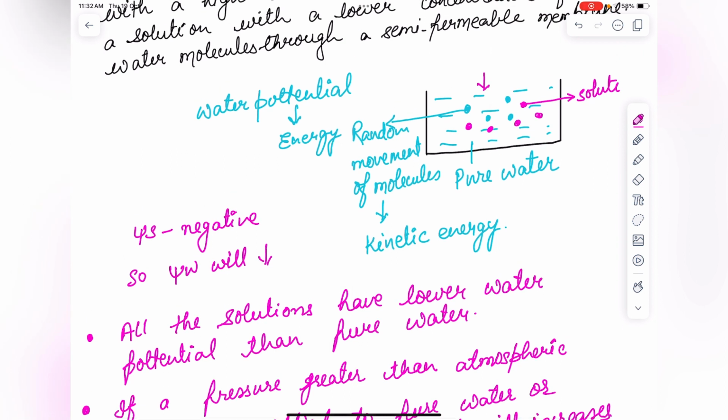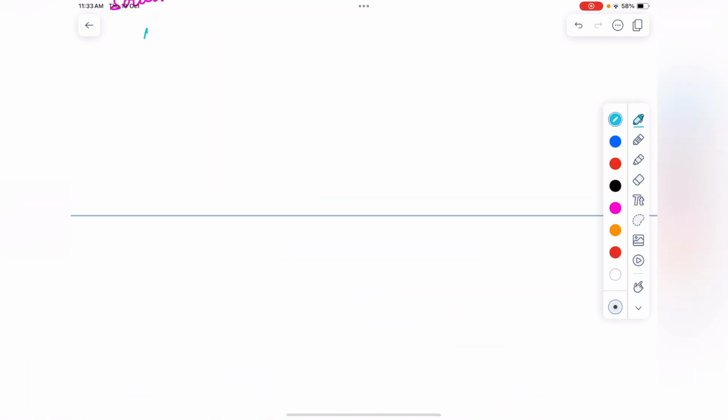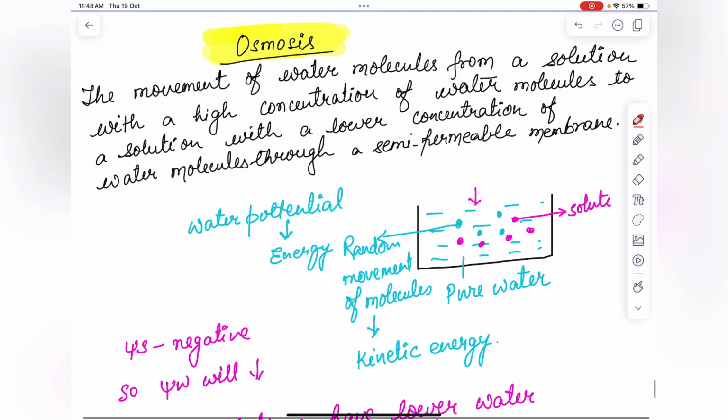So today I am going to start with osmosis. We have studied diffusion. In diffusion, there is a transfer of molecules from higher concentration to lower concentration. Like diffusion, osmosis is a type of diffusion.